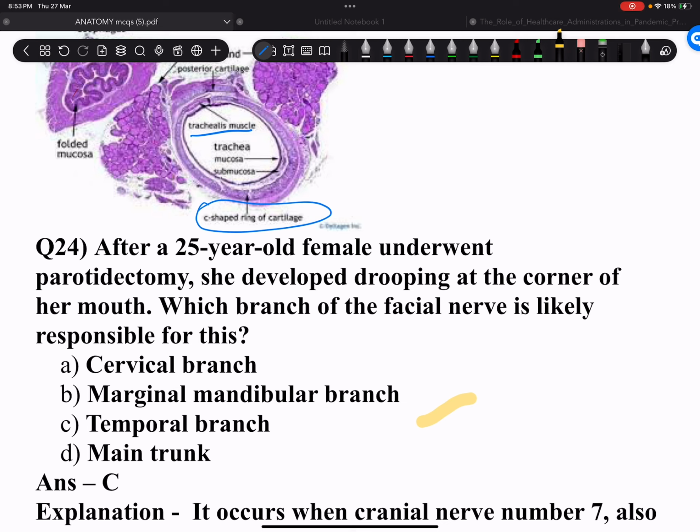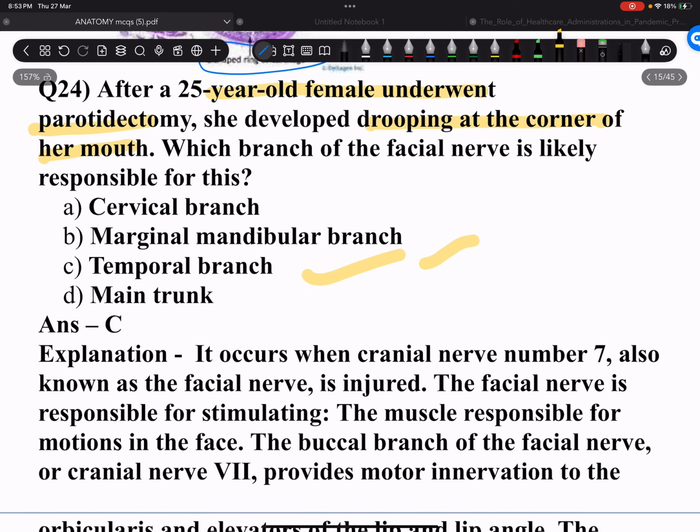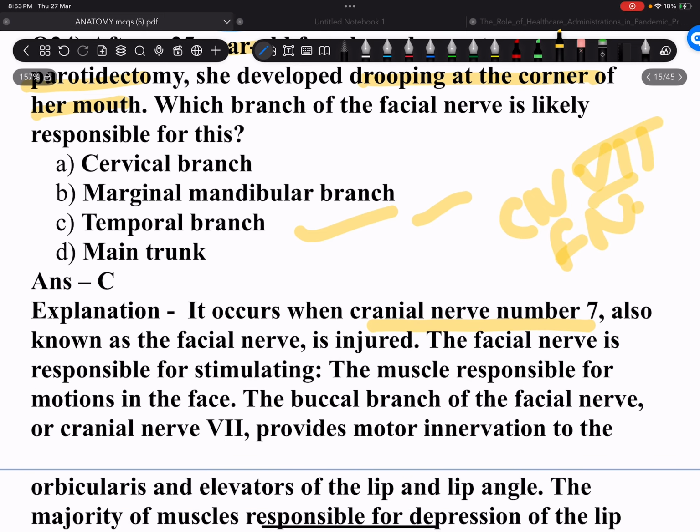Let's come to a different question. After a 25-year-old female underwent parotidectomy, she developed drooping at the corner of her mouth. Which branch of the facial nerve is likely responsible for this? It occurs when cranial nerve 7, the facial nerve, is injured.